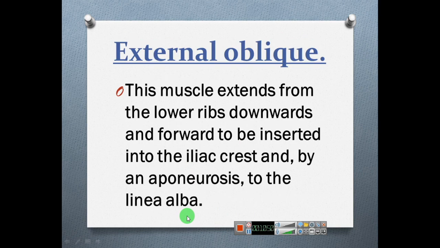External oblique muscle. This muscle extends from the lower ribs downwards and forward to be inserted into the iliac crest and by an aponeurosis to the linea alba.